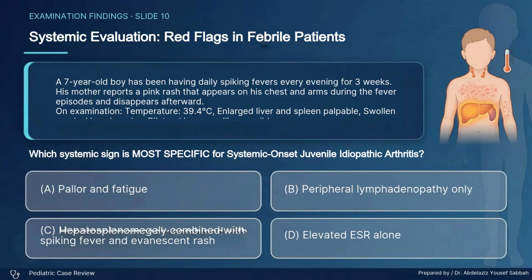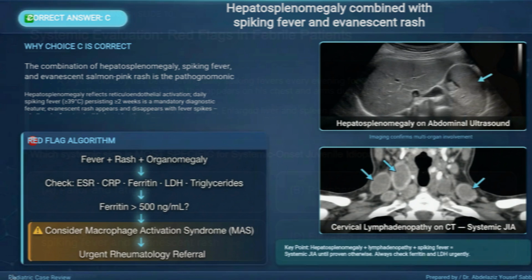Which systemic sign is most specific for systemic onset juvenile idiopathic arthritis? Option A, pallor and fatigue. Option B, peripheral lymphadenopathy only. Option C, hepatosplenomegaly combined with spiking fever and evanescent rash. Option D, elevated erythrocyte sedimentation rate alone. The correct answer is option C.